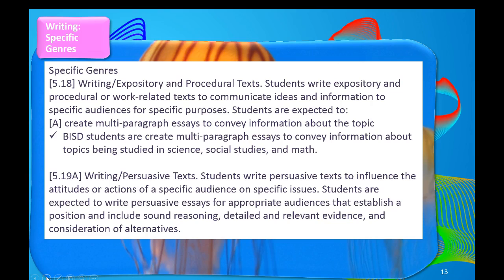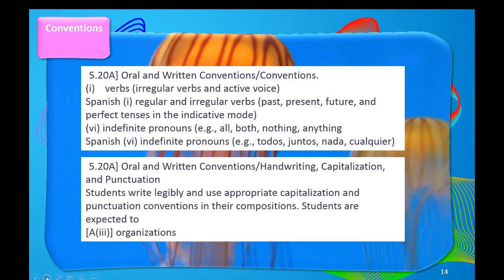So whatever they're learning in social studies, help that apply to your reading. Or if you teach science in reading and writing, do your science or math. Also, we want them to write a persuasive essay to establish a position. So that's another genre we'd like for them to do this 6 weeks.